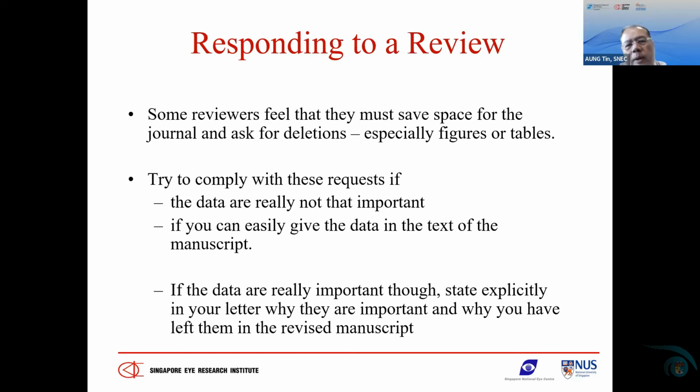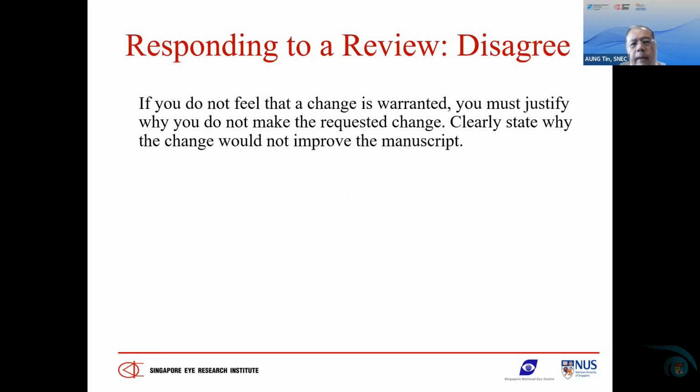Sometimes reviewers feel that you must save space and ask to delete tables or figures. Usually you can accommodate them easily. Don't try to argue with them, unless you really feel that they're really important, then you have to argue. And sometimes you don't agree with the reviewer. This is very difficult, but you can argue sometimes. But out of 10 points in the review, maybe you can argue only 1 point. You can't argue every single point and say, I don't agree with the reviewer. Then your paper will be rejected for sure.